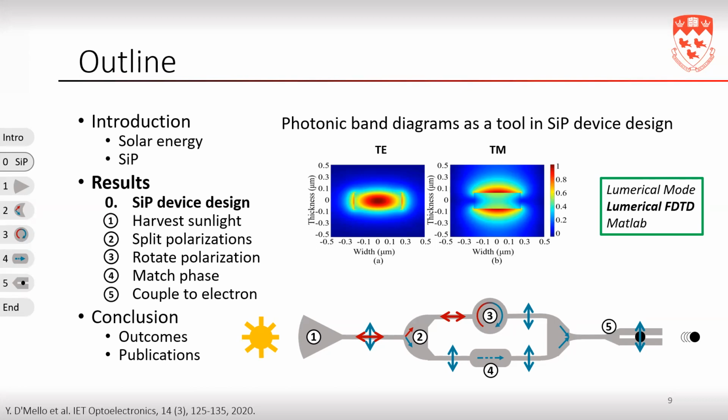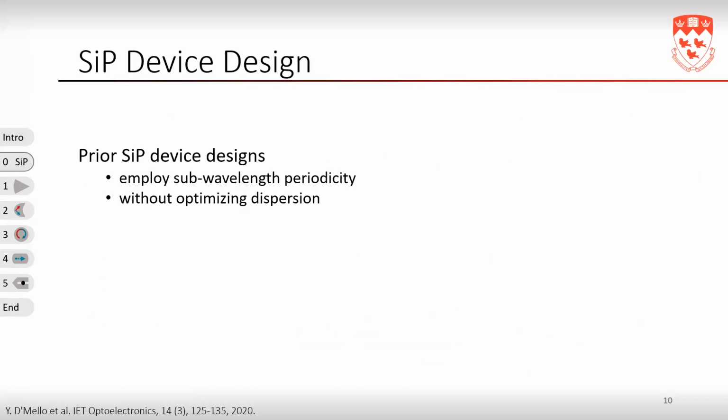Prior silicon photonic device designs typically employ sub-wavelength periodicity, but they don't optimize the dispersion. And when talking to the device designers, I found that they don't actually know how to use band diagrams to be able to optimize dispersion. And so this presented a valuable opportunity to use band diagrams as a tool in silicon photonic device design.